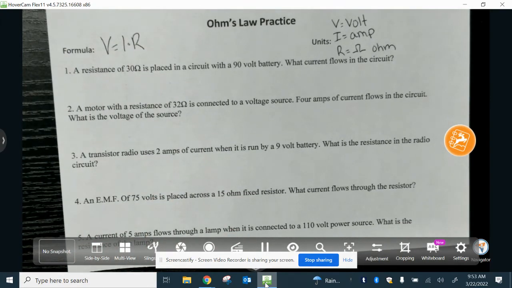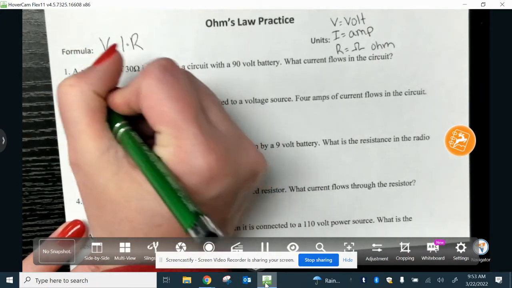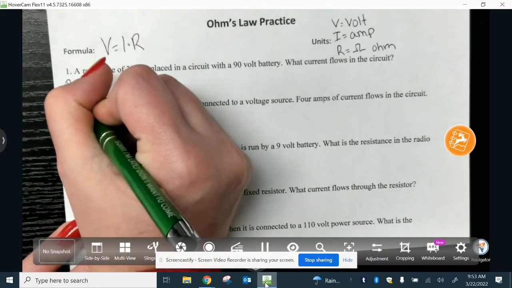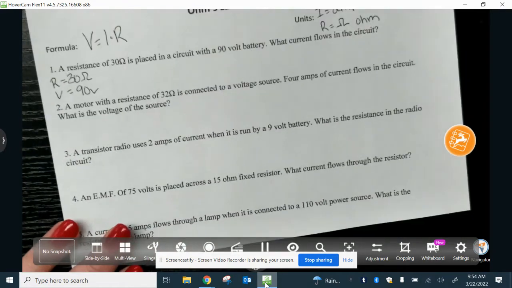Okay, number 1 says a resistance of 30 ohms is placed in a circuit with a 90-volt battery. What current flows in the circuit? So R is going to be 30. Potential difference is 90 volts.